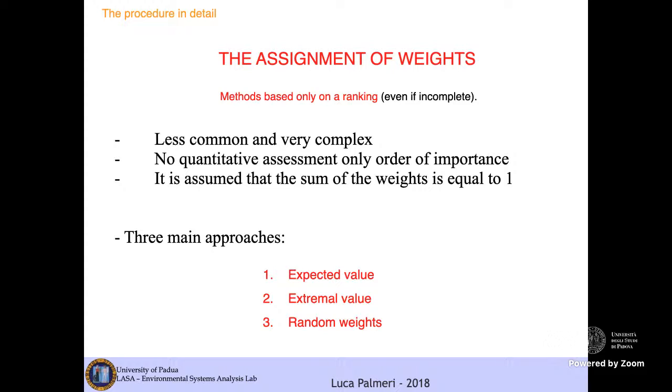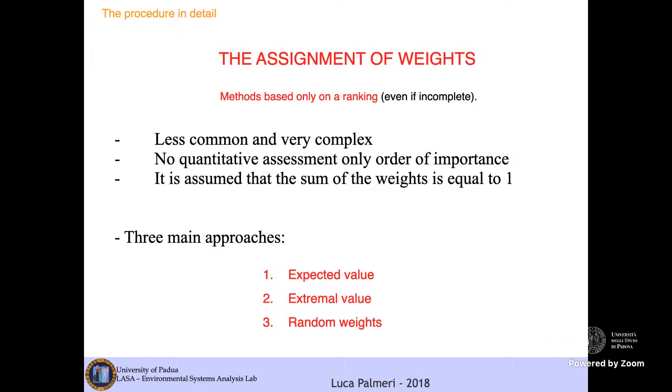Then we may look to methods based, for example, only on ranking, even if incomplete. This is a less common and very complex way of seeing weights. There is no quantitative assessment, only order of importance. So what I do is I make a ranking of the different criteria. This is more important than this one, but it is in its turn more important than the other one, and so on. It is assumed that the sum of weights is always equal to 1.